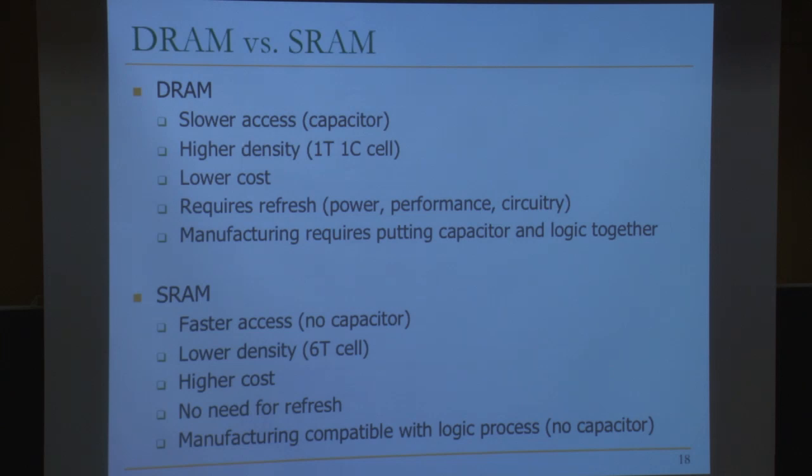Just to summarize, DRAM is slower. It has higher density. It has lower cost. But it requires refresh. And manufacturing it requires putting the capacitor and the logic together, so it's a different manufacturing process. It's optimized for minimizing this capacitor, which means that as you keep adding logic, it becomes more expensive. This is one of the reasons why processing is not easily done in DRAM, because the process is optimized for that capacitor itself to maximize the storage. And if you want to put adders, for example, on a DRAM chip, it becomes expensive.